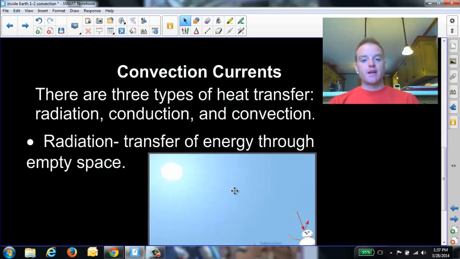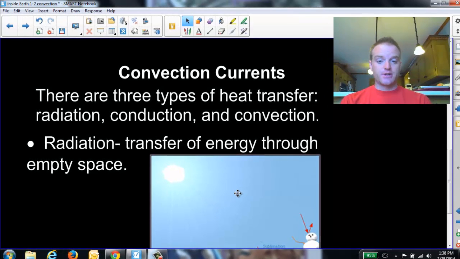So we have 3 different types of heat transfer, and the first one's going to be radiation. We have radiation, conduction, and convection. We're going to focus on radiation first. Radiation is the transfer of energy through empty space.